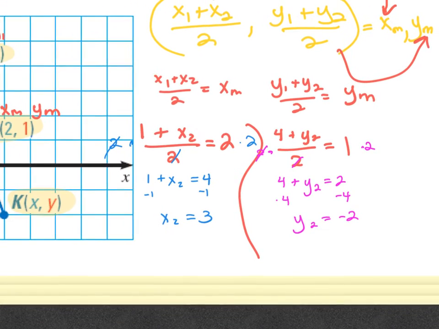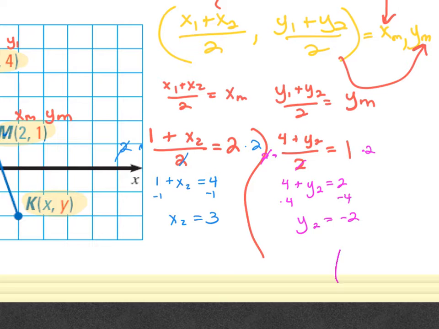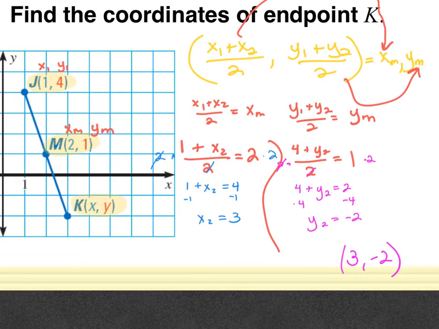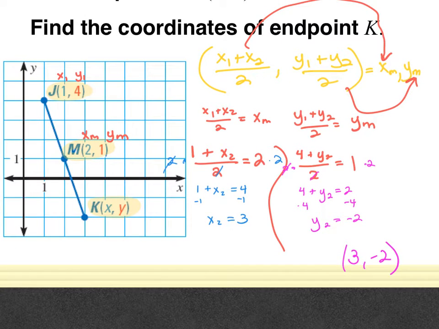And there's my coordinate point. It's separate right now. If I just put it in a coordinate point form, it should match what I've got over here.